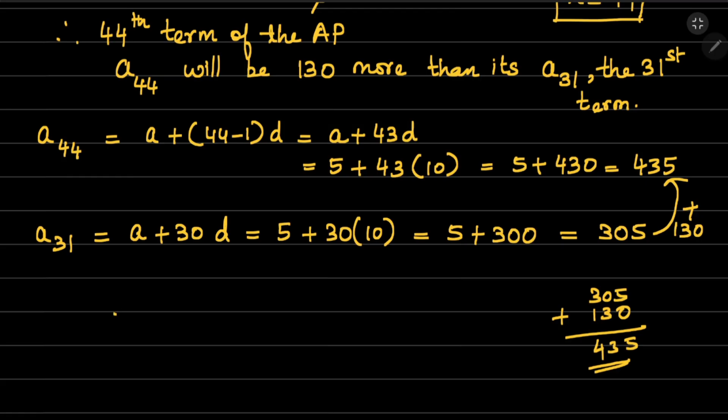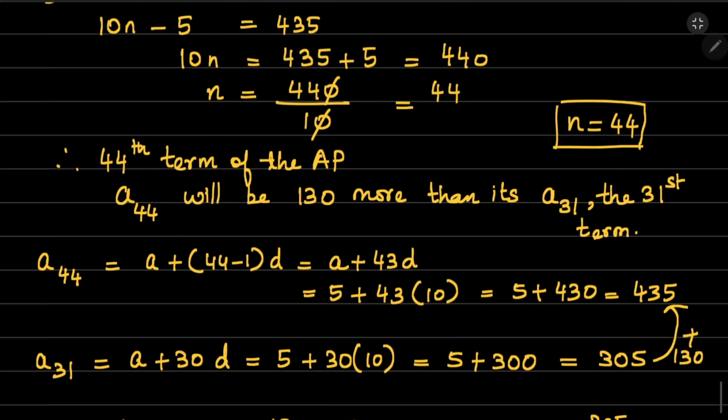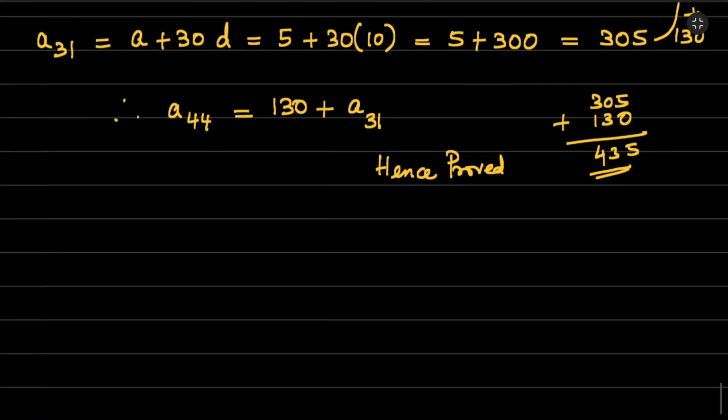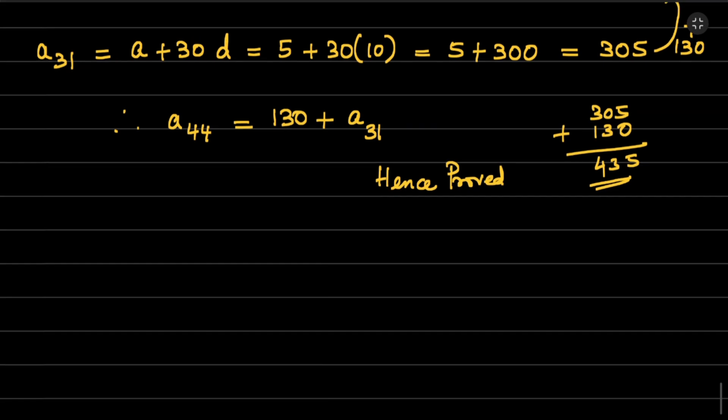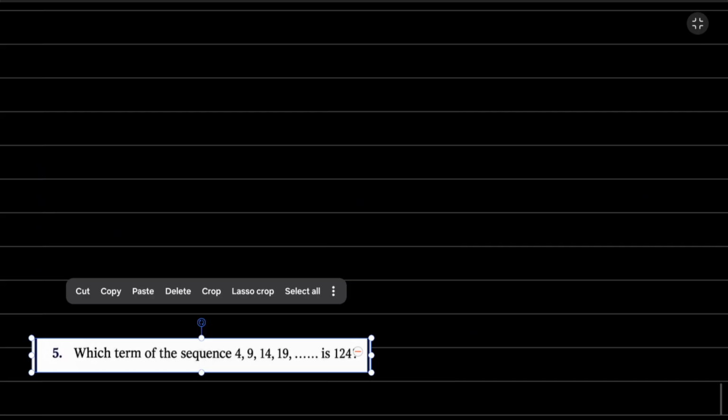435. So therefore, you can write down, right? A44 is equal to 130 plus A31. The 44th term is 130 more than the 31st term. Hence proved. You have even validated your answer of n equal to 44. Okay. Sometimes you will be asked to prove also. I hope it's clear. Okay, let's move on to the next question.